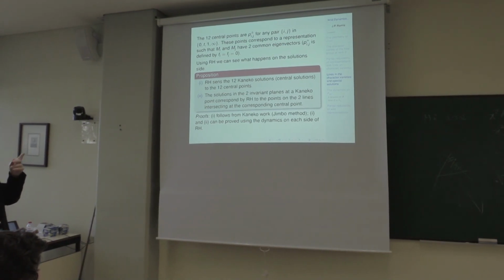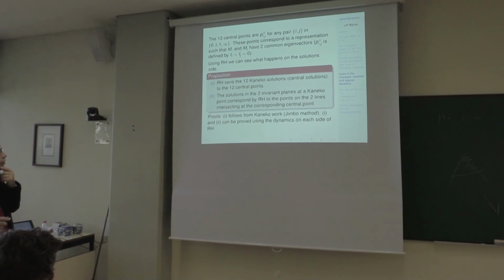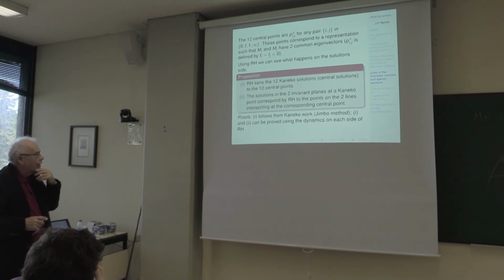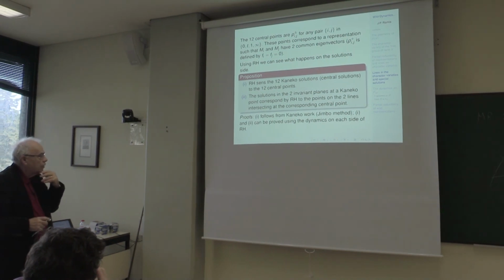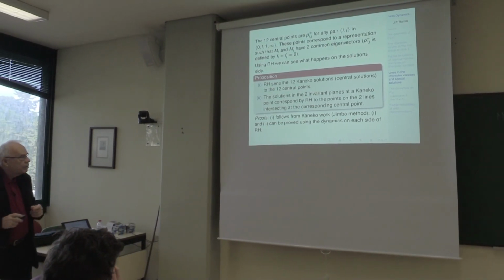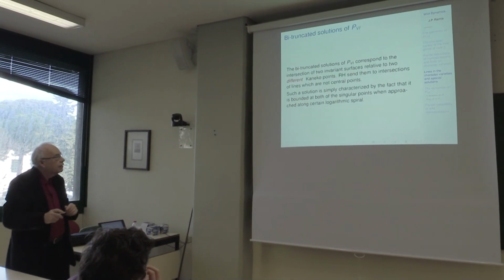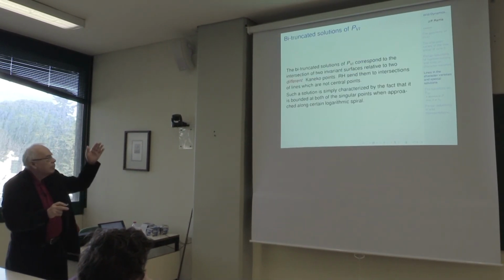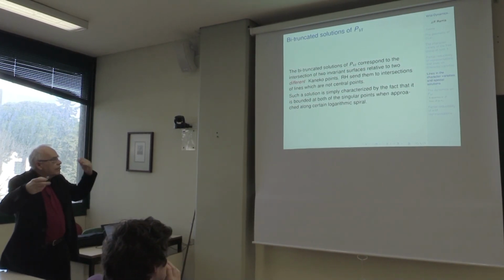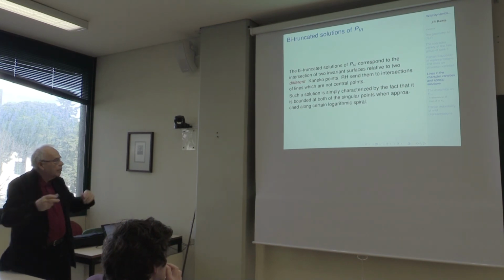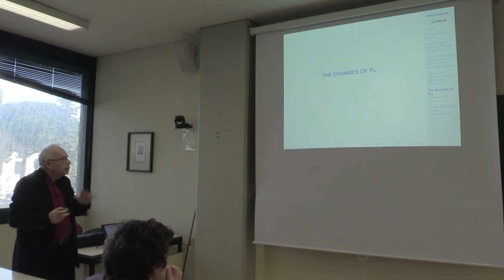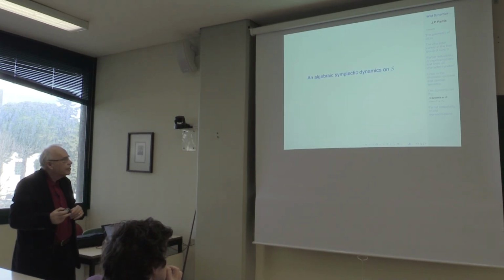In fact, we prove 1 and 2 using another method. The two invariant planes correspond to the line, 24 lines. The proof, in fact, we prove that using the dynamic on P6. So I will finish with that. Okay, so the B-truncate correspond to intersection to different, so surface correspond to two different Kaneko points. There are simple characterization. So I will finish with a short description of the dynamic.